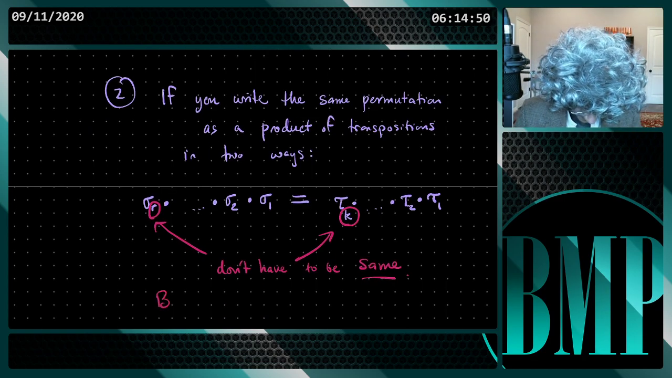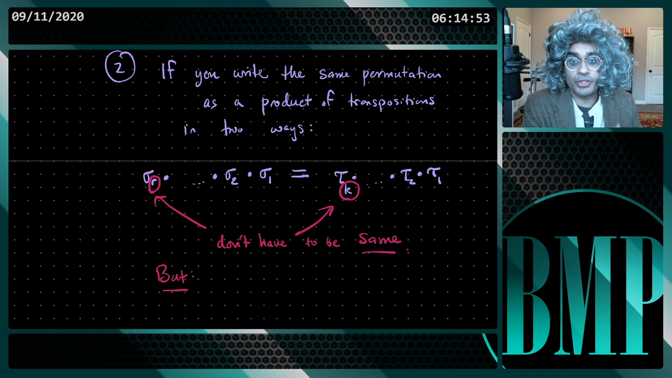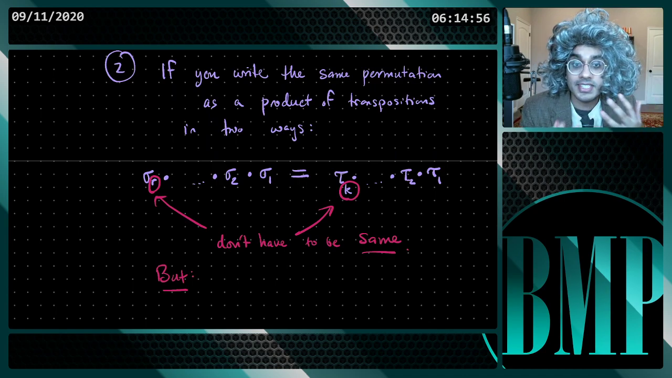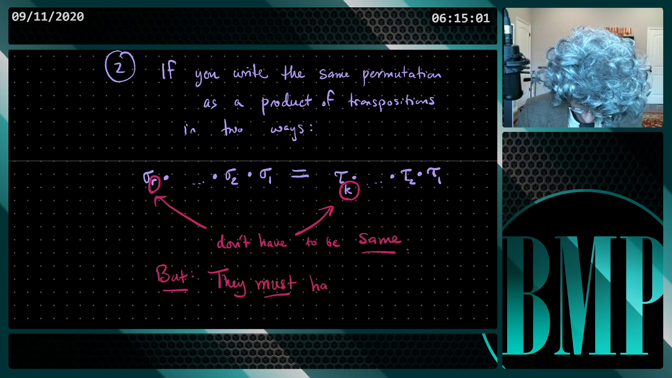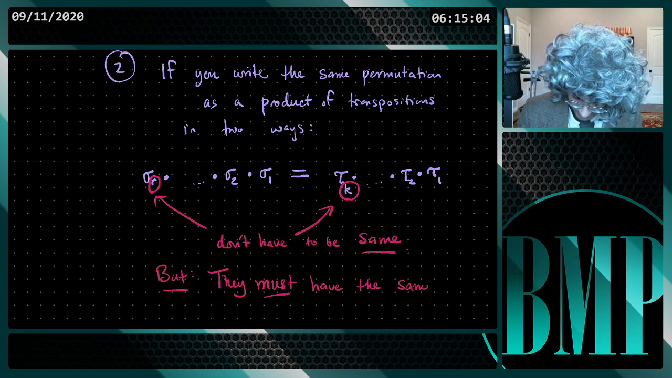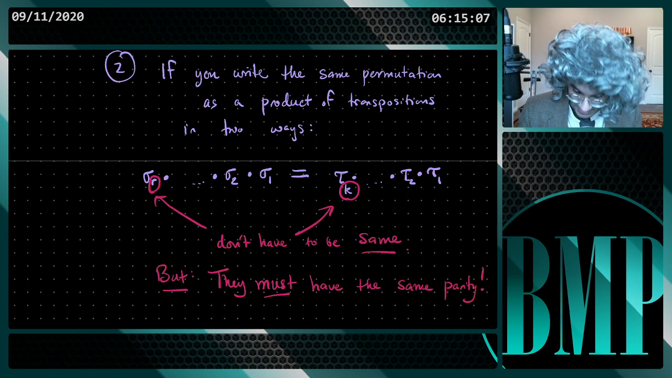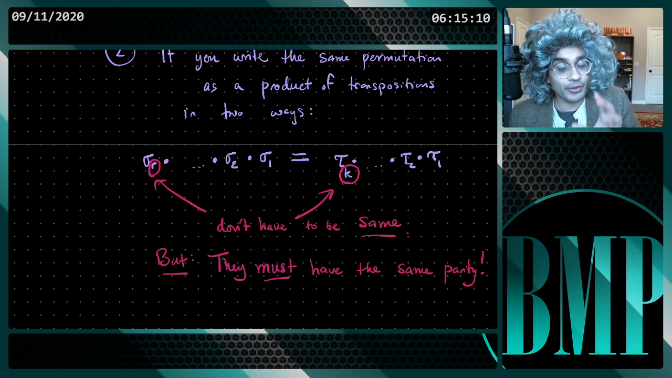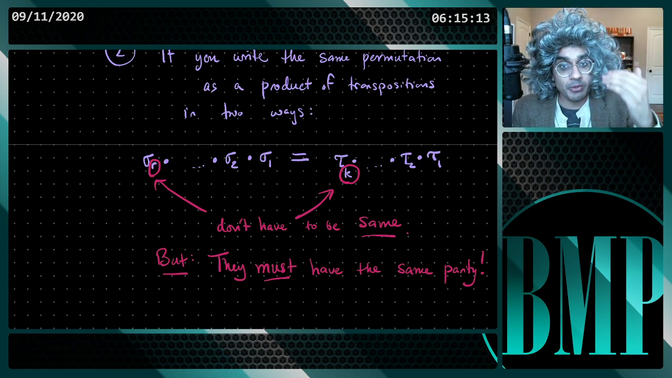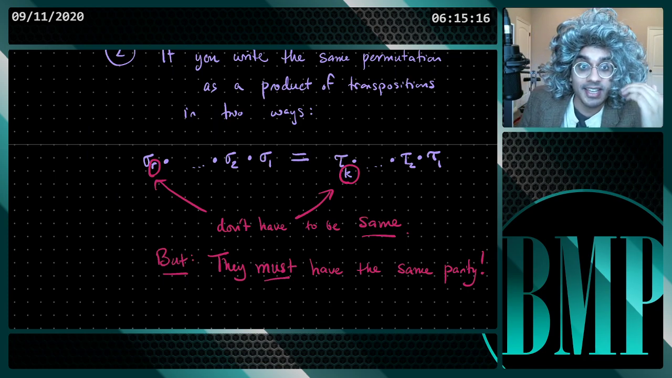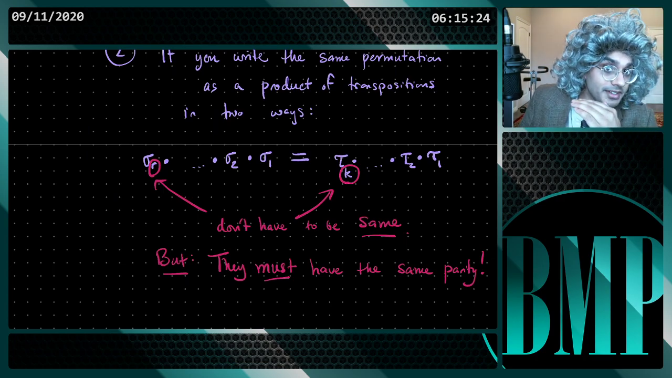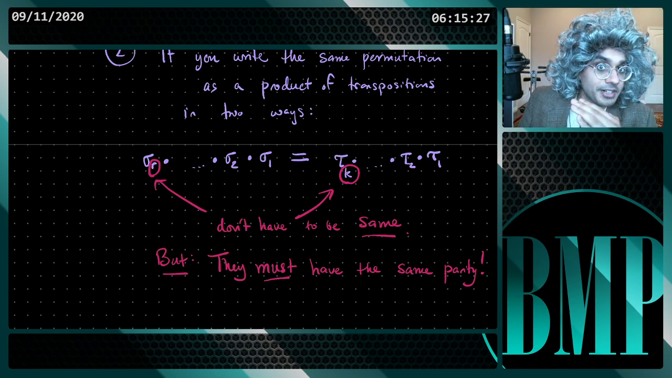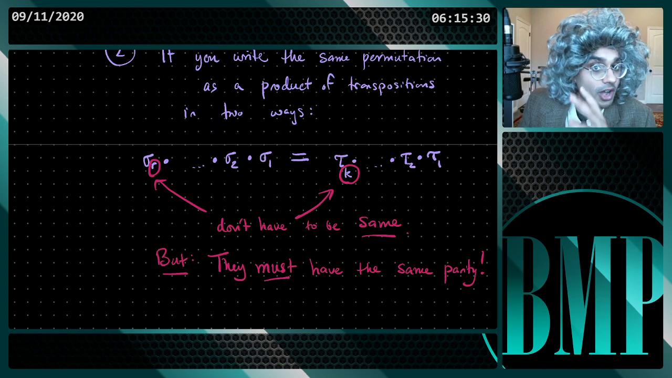But they're either both odd or they're both even. They have the same parity. And so it makes sense to talk about a permutation being even. What it means is, when you try to write it as a product of transpositions, you have to use an even number of transpositions. And a permutation is odd if, when you try to factor it as a product of transpositions, you must use an odd number.